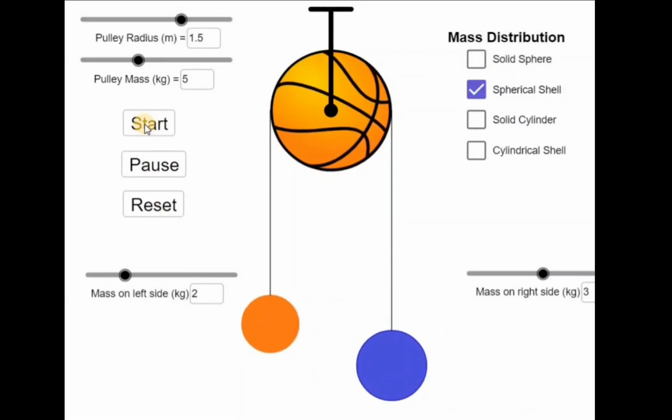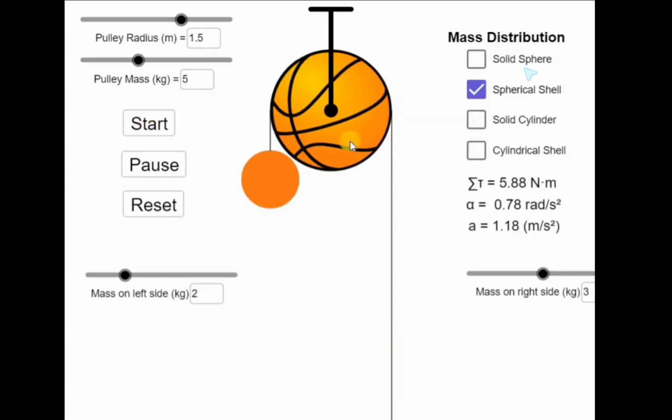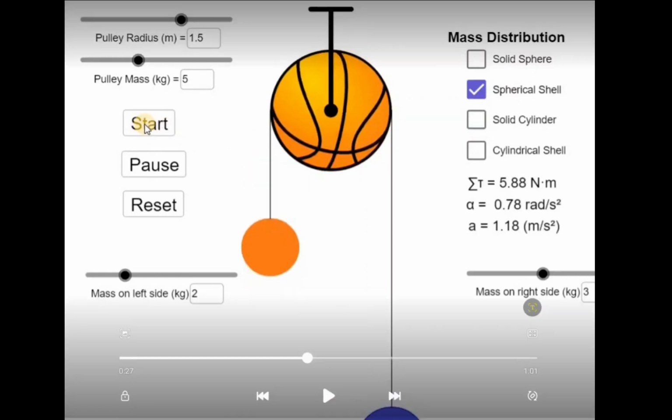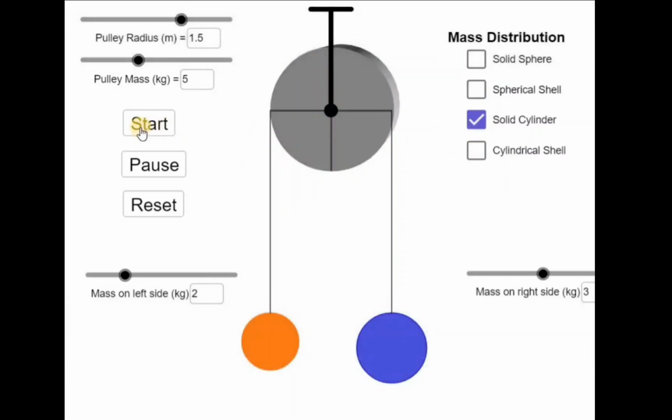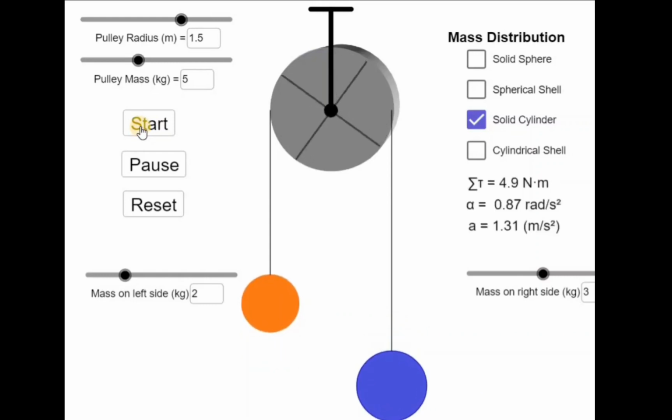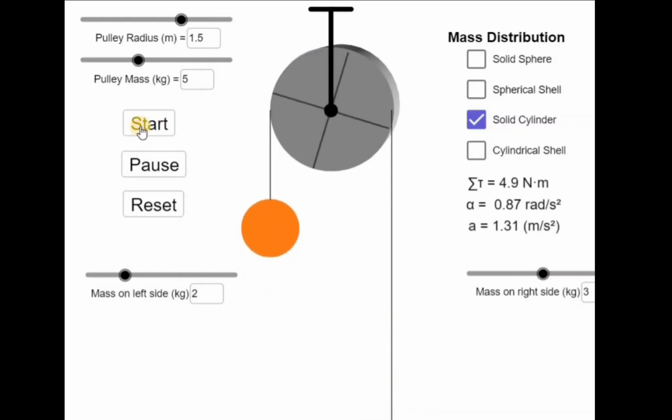we will get different outcomes than the one we get for solid sphere. Now for spherical shell, the net torque is equal to 5.88, and alpha is equal to 0.78, and a is equal to 1.18. And remember, all these parameters depend on the moment of inertia. Now this is for solid cylinder. And this is for cylindrical shell.